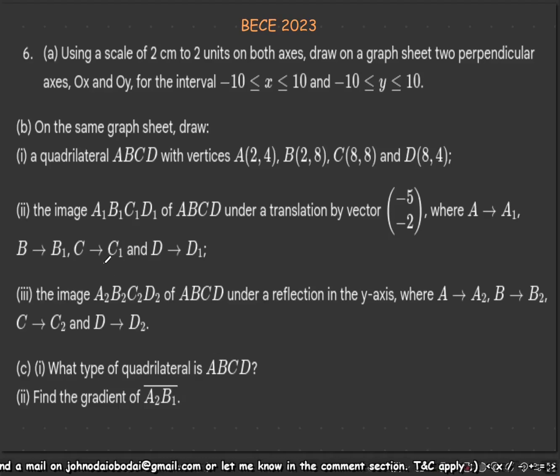The next part says the image A1, B1, C1, D1 of our quadrilateral ABCD under the translation vector (-5, -2), where A maps to A1, B maps to B1, C maps to C1, and D maps to D1. Over here, we are doing a translation. We are translating all the points. So take note of the points over here, and then we see how we are going to do the translation.